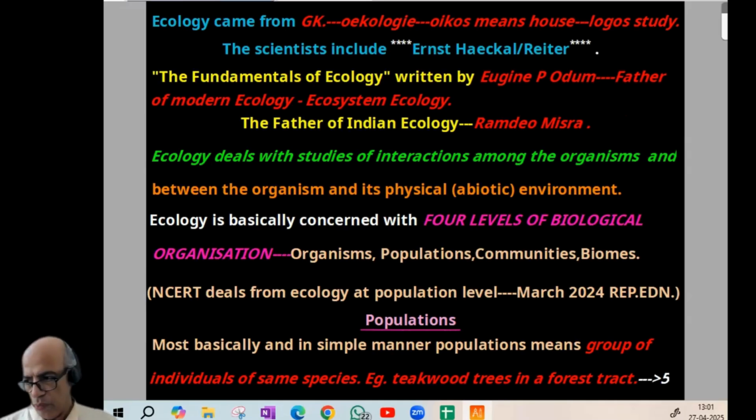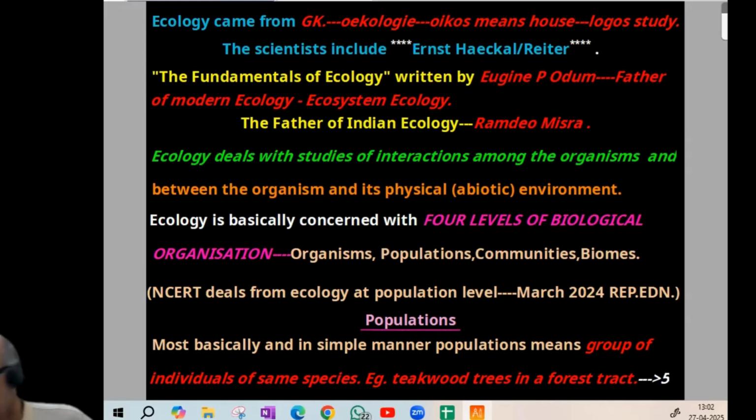Now, Fundamentals of Ecology is a famous book in ecology written by Eugene P. Odum, E.P. Odum, and he is considered to be the father of modern ecology, ecosystem ecology. And father of Indian ecology, I told you, Ramdeo Misra. We should know what ecology deals with. Ecology deals with studies of interactions among organisms and between the organism and its physical, that is abiotic, environment.